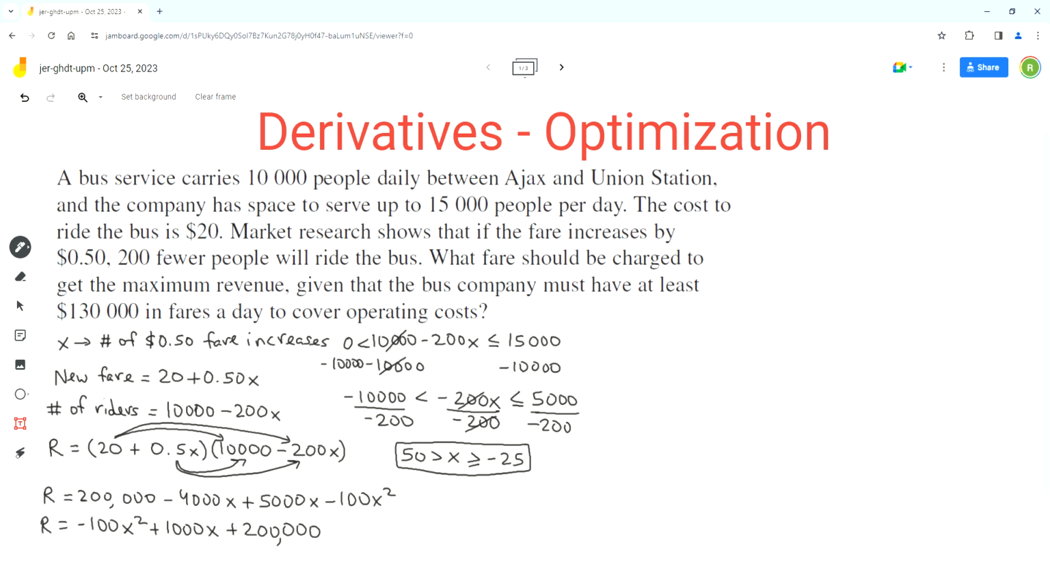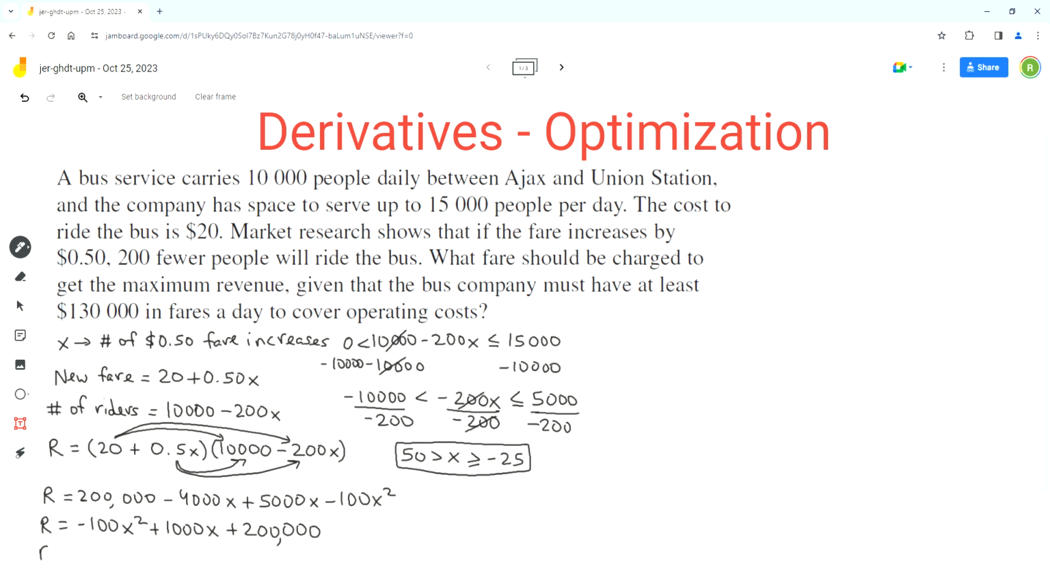Now we can find the derivative of this revenue function, because we have to find the fare that will maximize revenue. Maximum revenue means the x value for this function at the peaks, because at the peaks the slope of the tangent is equal to 0. So we'll find the derivative of this function and set it equal to 0 and then solve for x.